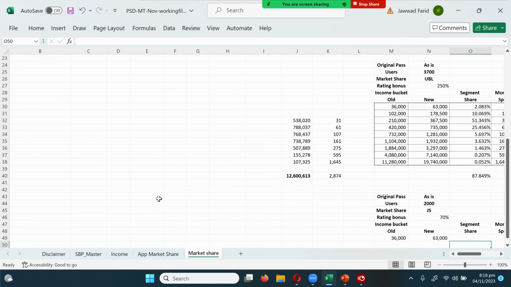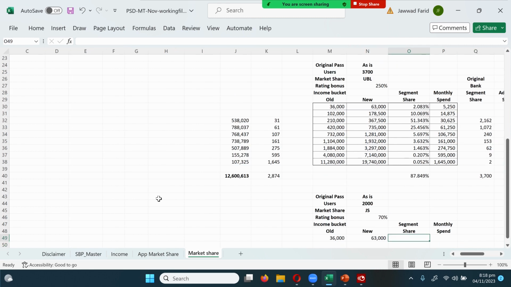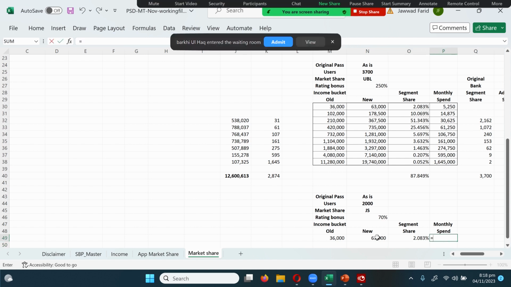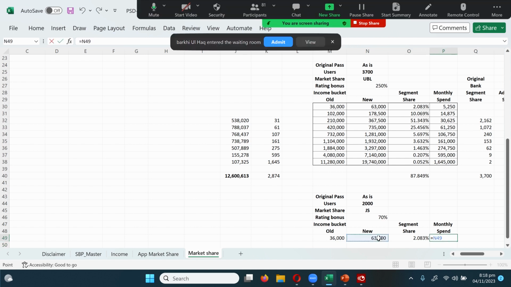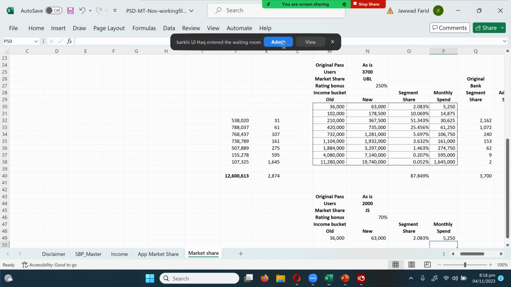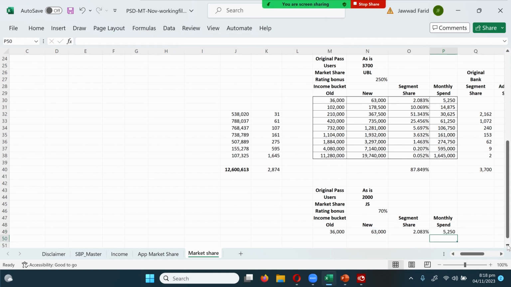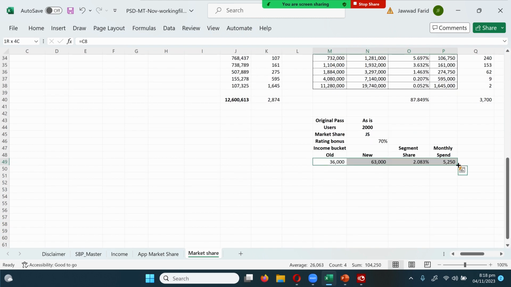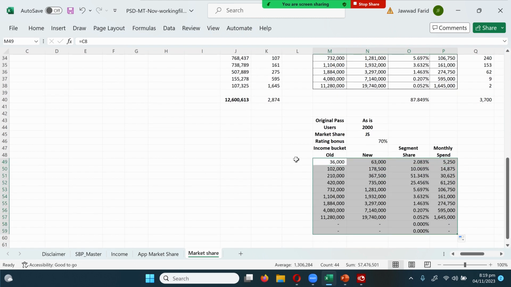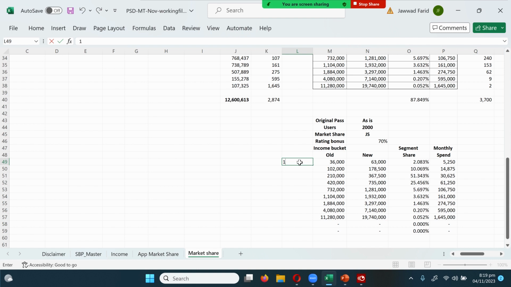And then my third one is segment share for that income bucket. And then I have monthly spend, and monthly spend is simply this new number, right? Because I'm using new number by trell. Once I've done this, then my next step in the sequence is to copy and paste. So I have 9 of these. So there you go. That's 1, 2, 3, 4.